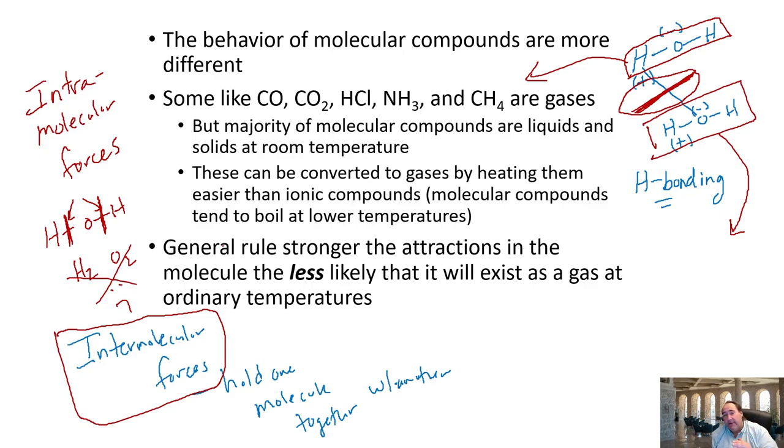So the reason molecular compounds are easier transferred into a gas, or even actually are a gas under normal conditions, is because of their intermolecular forces. And the weaker the intermolecular force, the easier it is to convert it into a gas. For example, something like methane is held together by dispersion forces, because methane is nonpolar. And if you remember, dispersion forces are pretty much the weakest type of intermolecular force there is.